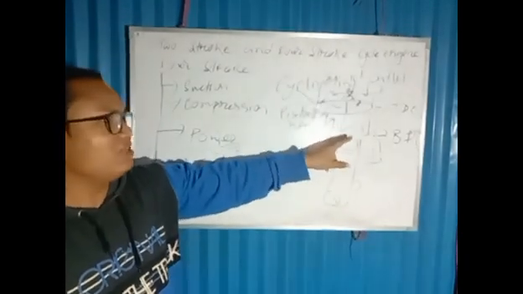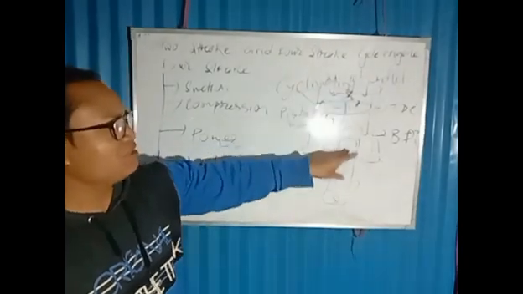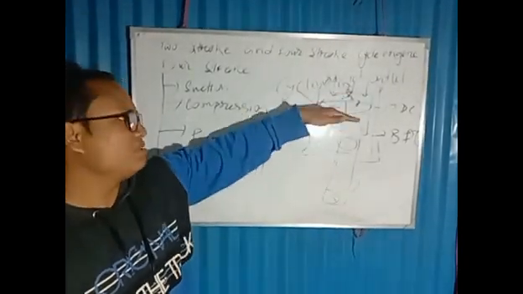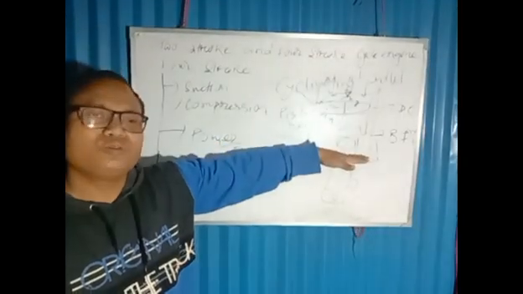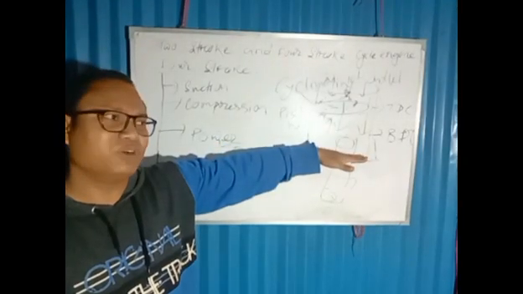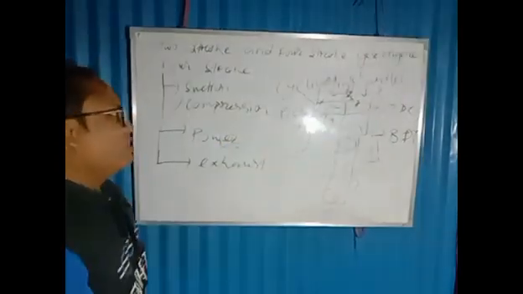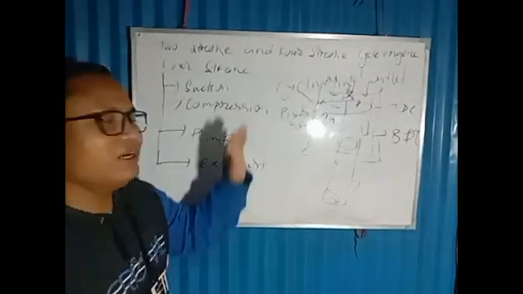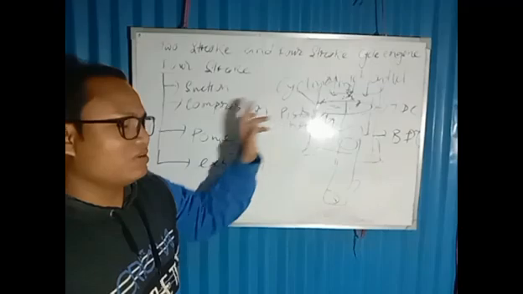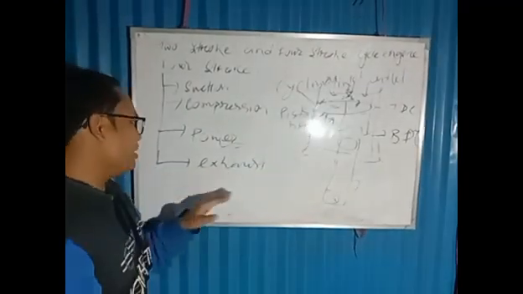That's why the piston is thrust towards the bottom dead center. Such a stroke is the power stroke. Then we move to the exhaust stroke.